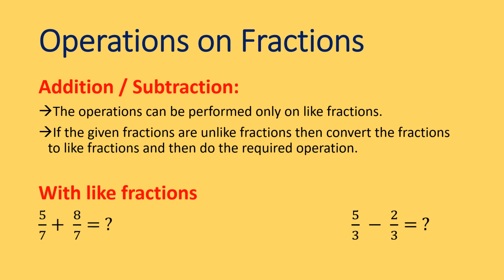So first, we'll concentrate on addition and subtraction of fractions. Here we need to follow certain rules on when we can add or subtract. We can do this addition or subtraction only on like fractions. Okay, we cannot do it on unlike fractions. If they have given unlike fractions to add or subtract, you need to convert the fractions to like fractions first, and only then can we do the addition or subtraction. Here I have given an example. See here, I need to add 5 by 7 plus 8 by 7.